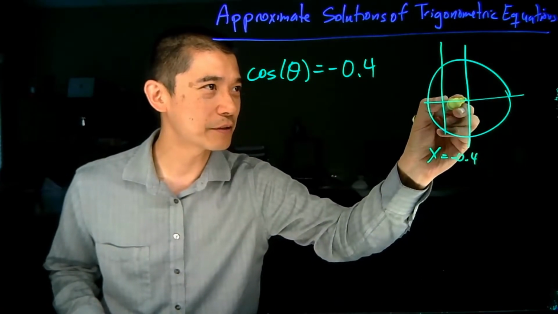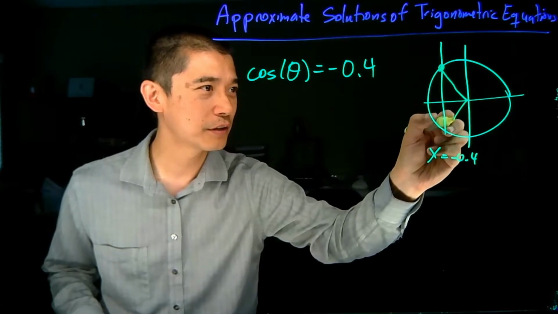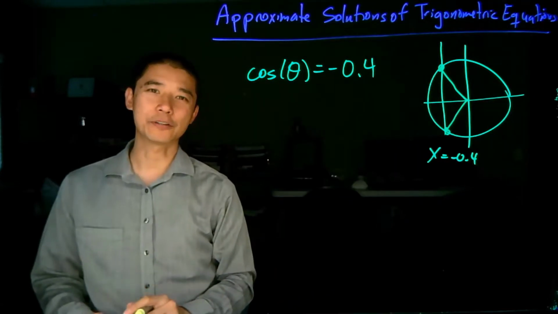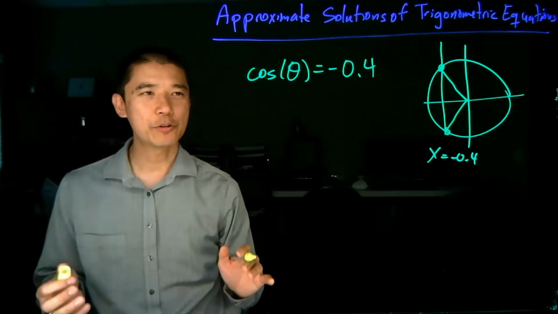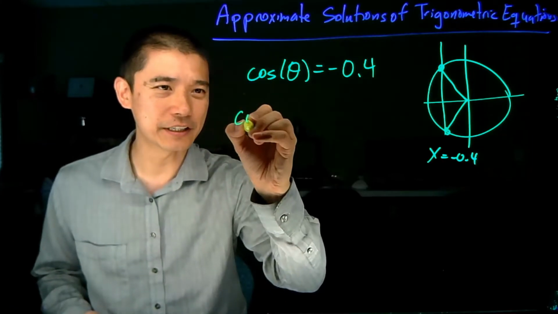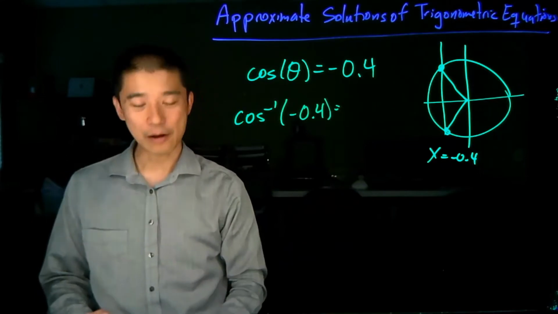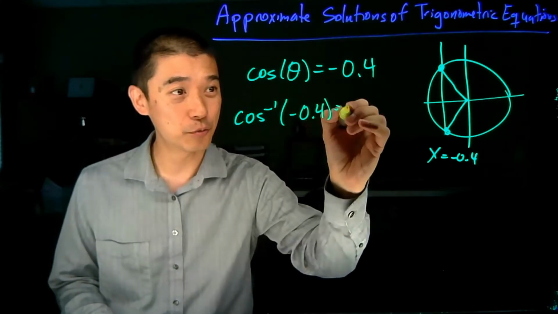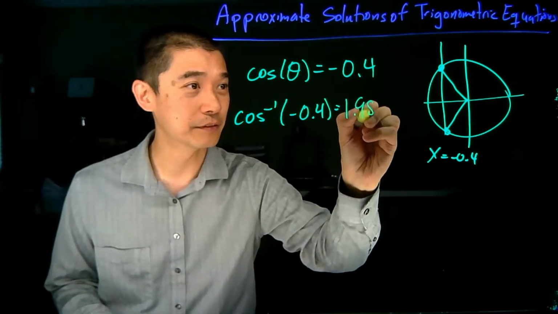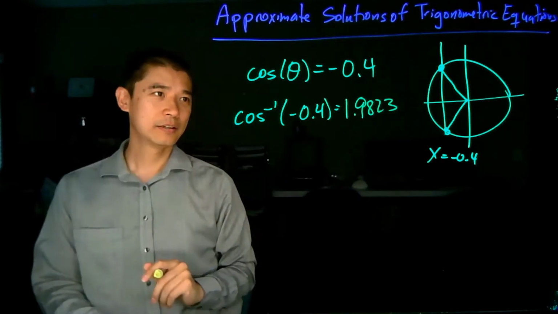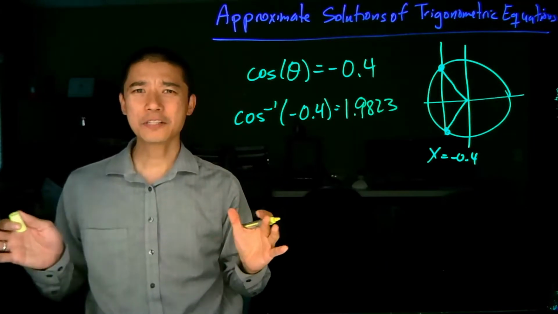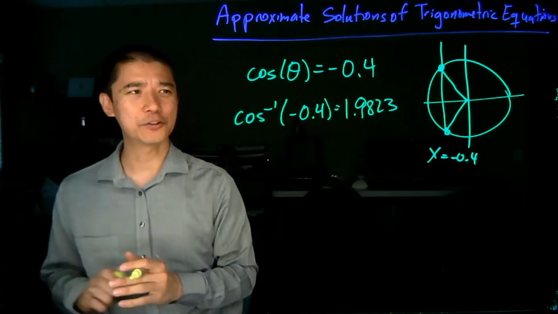And so we see we have a solution in the second quadrant and a solution in the third quadrant. What do we do now? Well, now we go to our calculator. We calculate the inverse cosine of negative 0.4. And we're going to do it in radians, and this is going to get us 1.9823. What does this number mean? How do we understand and interpret this number?